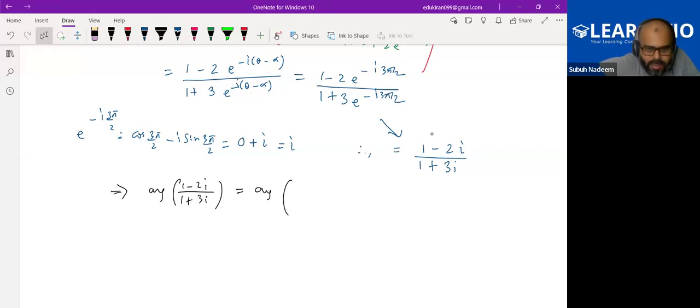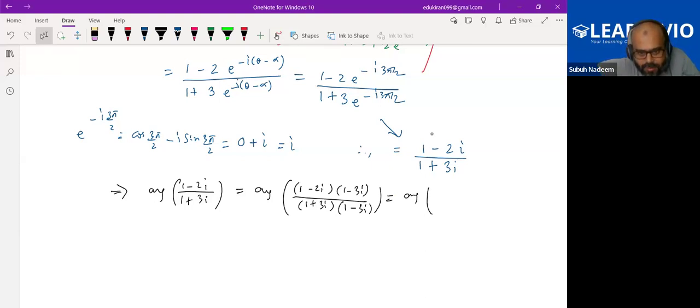So 1 minus 2i by 1 plus 3i. What we do is multiply by 1 minus 3i in the numerator and the denominator. That is actually the conjugate of the denominator. Then only we will be able to solve it. So this will become 1 plus 6i square, which will be minus 6. So 1 minus 6 will be minus 5. And minus 3i minus 2i is minus 5i, upon 1 minus 9i square, which will be 1 plus 9, that is 10. We can write it like this after calculation.